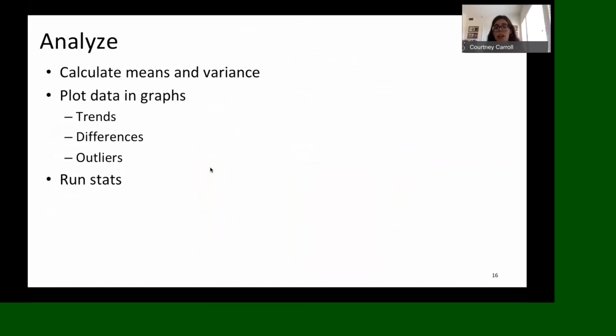Okay. Once we do that, we're going to analyze our data. We're going to calculate means and variance, and then we can plot our data into graphs to look at trends, differences, and outliers, and run statistics. And all of that we will talk about and get to in this class.